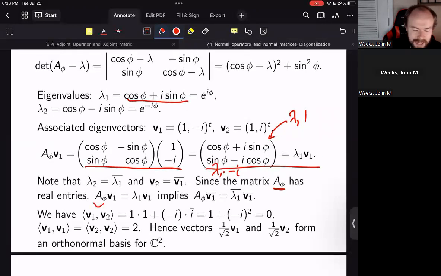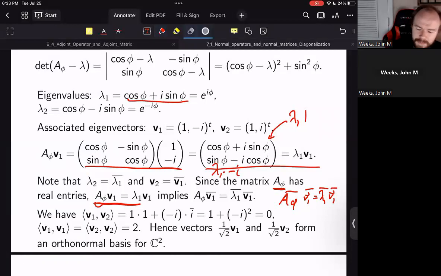What happens if I take a bar over everything in this equation? Well, if I take a bar over everything in this equation, I'm going to get A sub phi bar, B sub 1 bar. And I'll go ahead and keep the bar right here, equals lambda 1 bar, B sub 1 bar. This equation should lead us directly to this equation. We just took a bar of both sides.